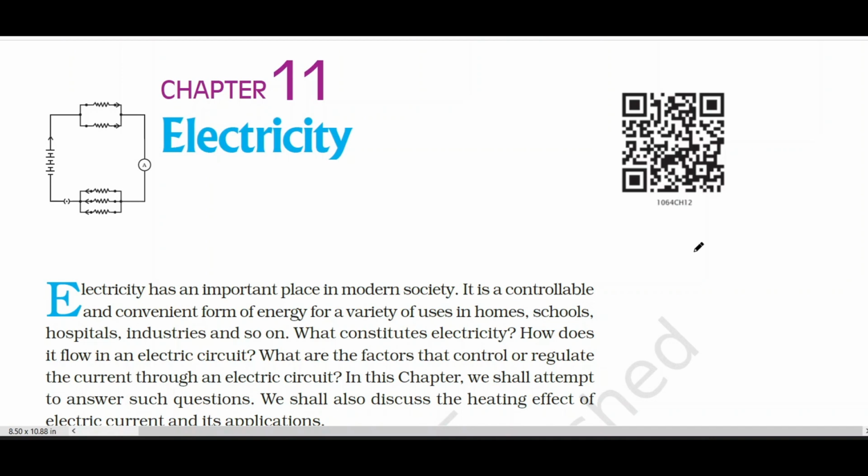Hello everyone. Today we look at the chapter Electricity from the class 10th science book. So let's study.